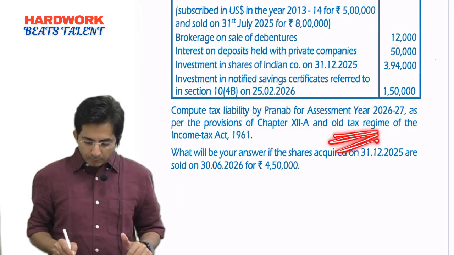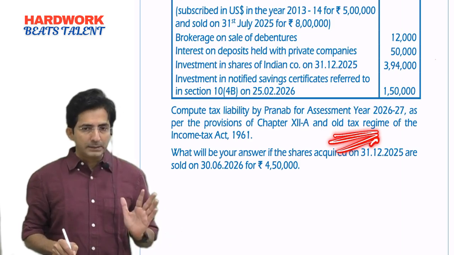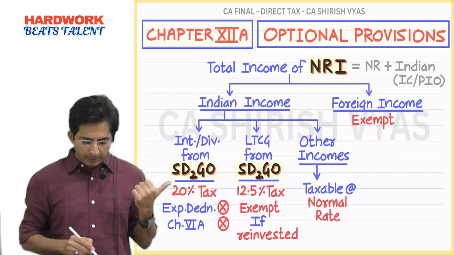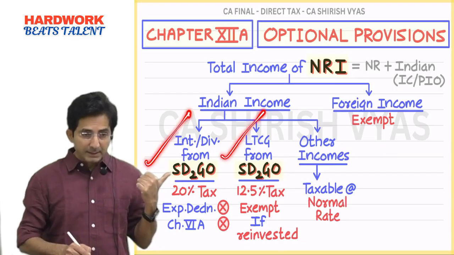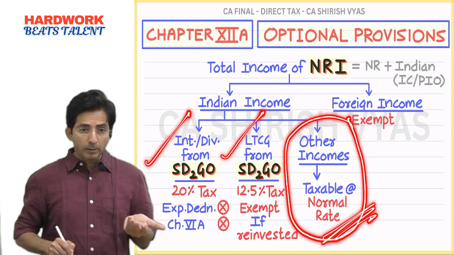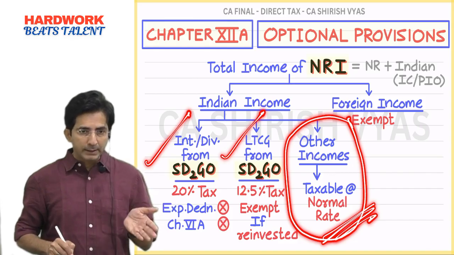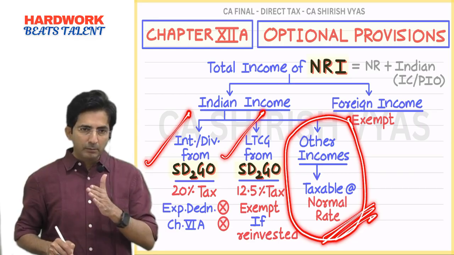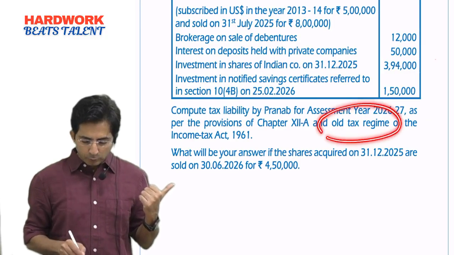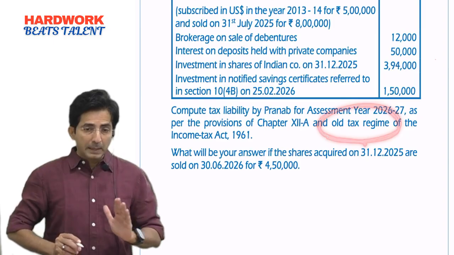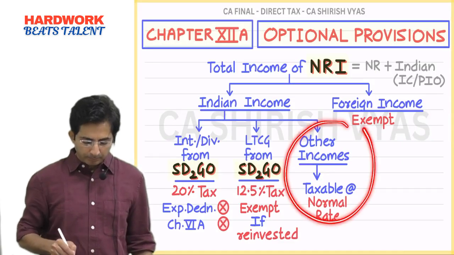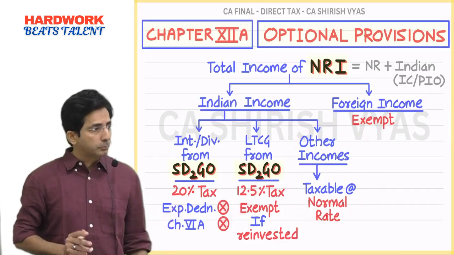And for slab rates you have to apply old regime. Tell me why this old regime information is important? Because see in chapter 12A only this Sargo incomes has a special provision. All other income will be subject to normal rates. But in normal rates, whether to apply slab rates of old regime or new regime, even they will specify that thing in the question. So here in the question they had mentioned that he has opted for old regime. So when you apply slab rates, you will apply the old slab rates for other income. But Sargo income will be subject to special rate.